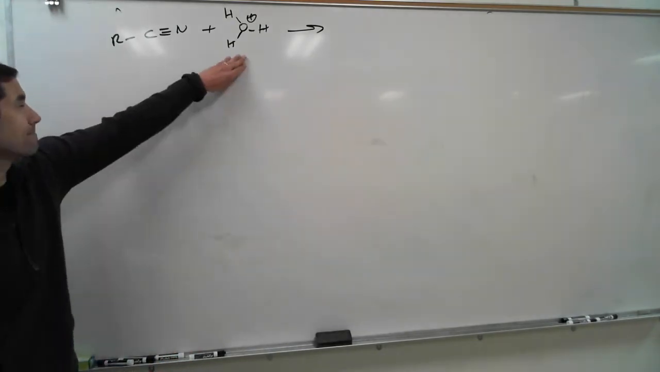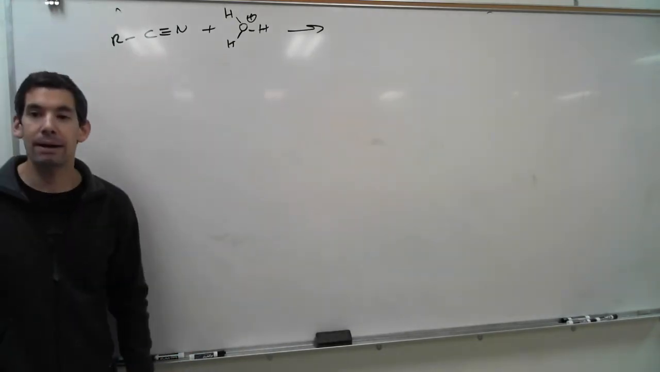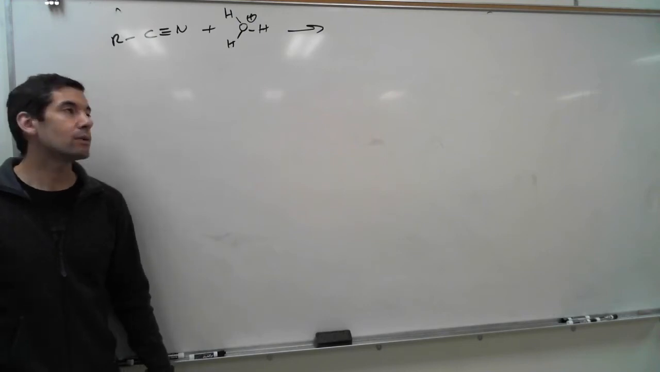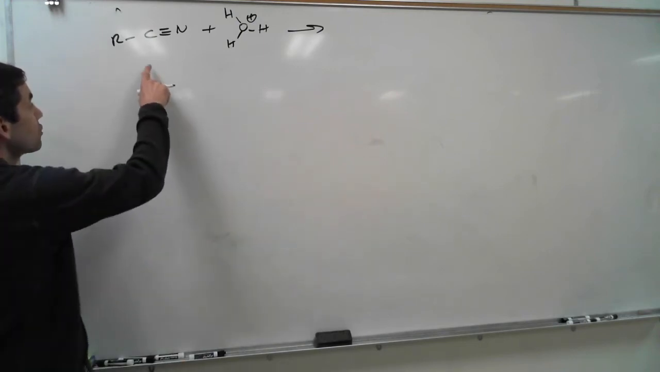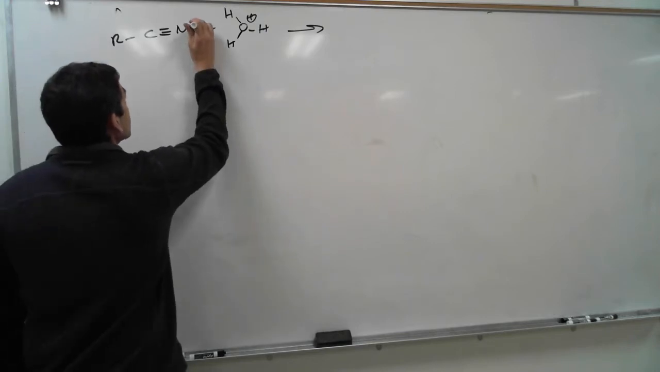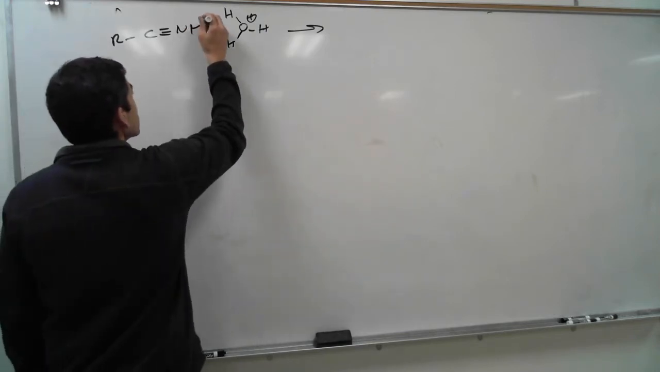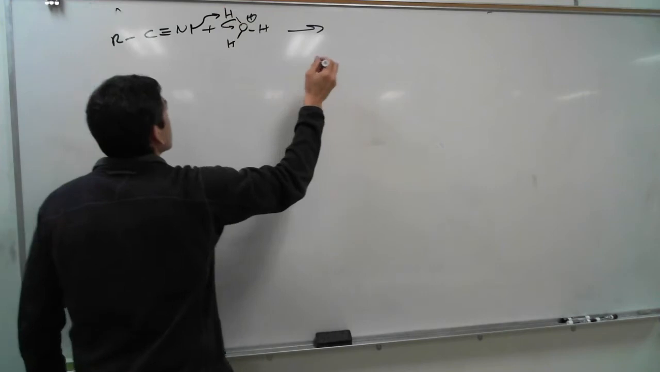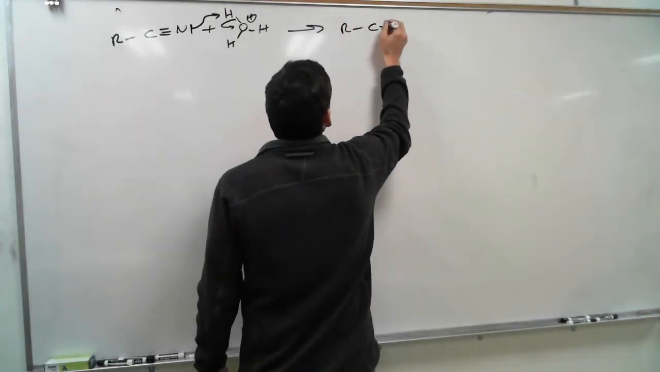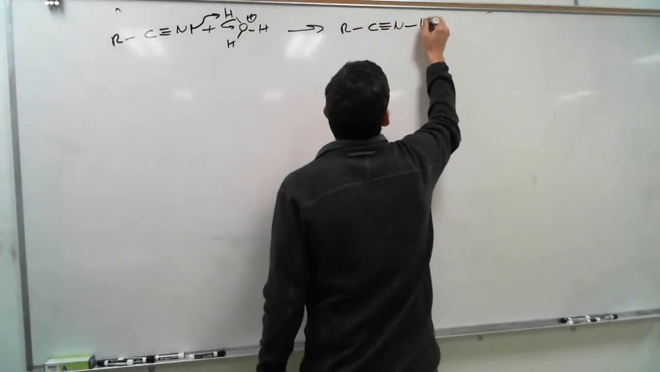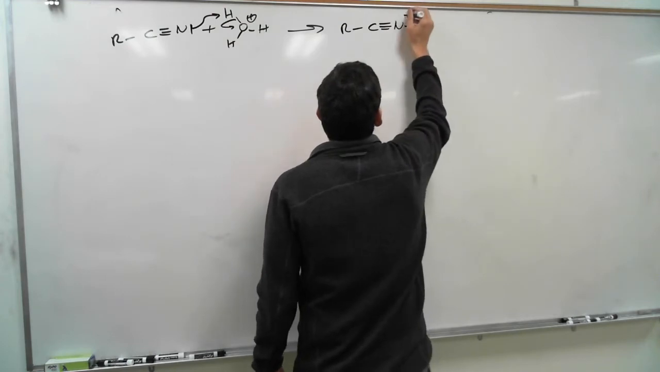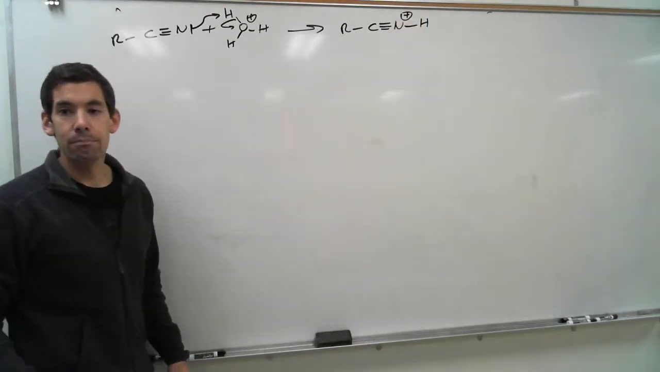So I have an acid. I have my nitrile. What's going to happen first? What do you think? Well, remember here, I didn't draw everything in. I'm missing something: a lone pair of electrons. Let's take this lone pair of electrons and let's take a proton. And we get to the species here. Got that positive charge there, right?